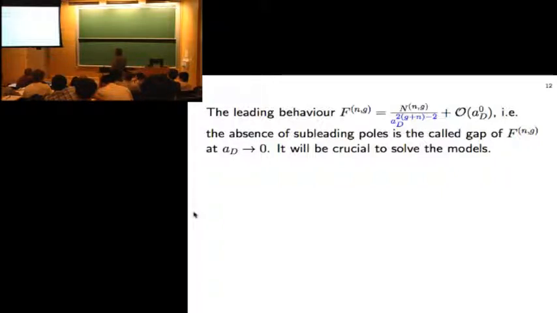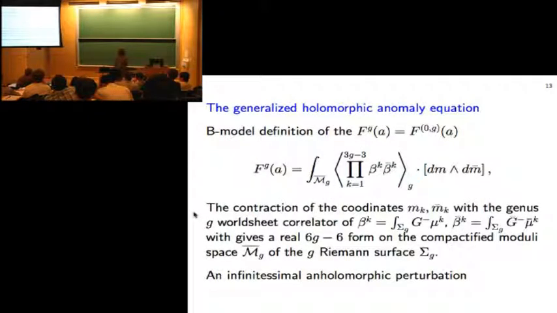So this is what I wanted to say for the introduction. Now we can discuss a little bit the generalized holomorphic anomaly equation. So there is a B-model definition of F^(0,g) in the case of the topological string, where the first index is 0. And this definition is written out here. So what you do is you integrate some volume form on the moduli space of Riemann surfaces of genus g. And this volume form is made from a correlator of the two-dimensional conformal field theory.